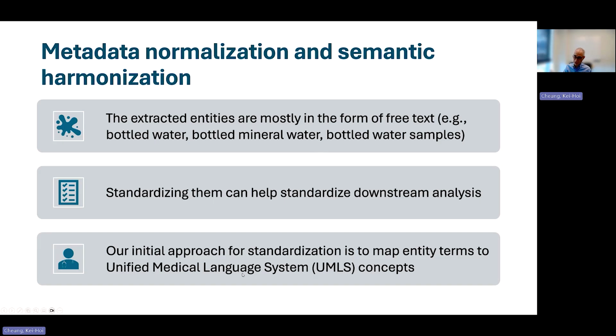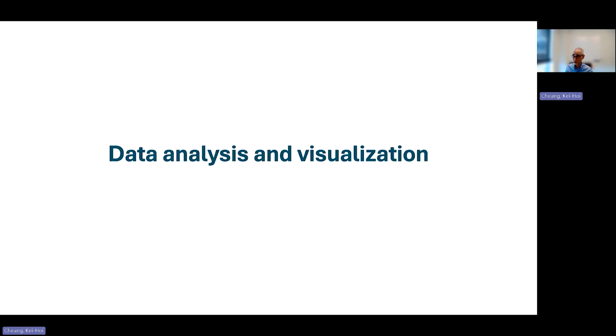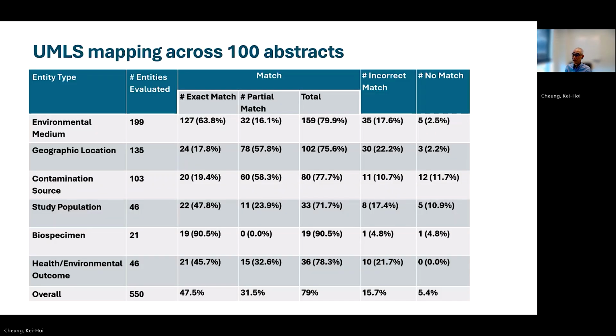We start with UMLS because a lot of people have used UMLS. Of course, in the future, we'll also try to map to other non-UMLS ontologies. This table shows you how many entity terms can be mapped to UMLS concepts based on this 100 abstract sample.